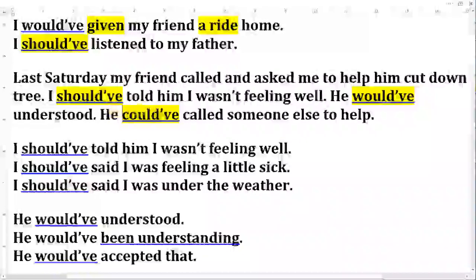Agar he would have bo'lsa, nima bo'lar ekan? Boshqasidan yordam so'ragan bo'lardi. Could have bo'lardi. Masalan, men borardim uni tug'ilgan kuniga. Would have. Borardim. Men boraverardim, lekin vaqtim yo'q edi. Okay, could have.